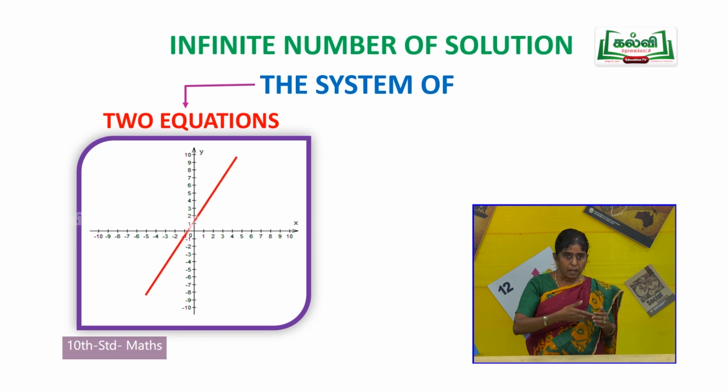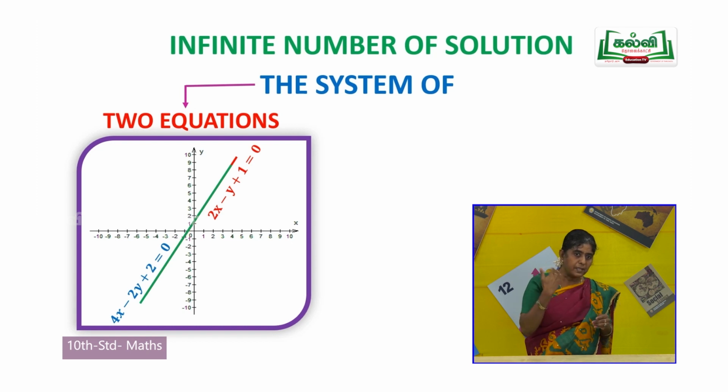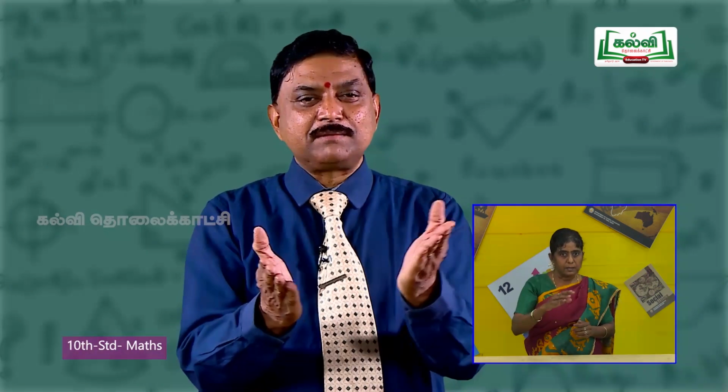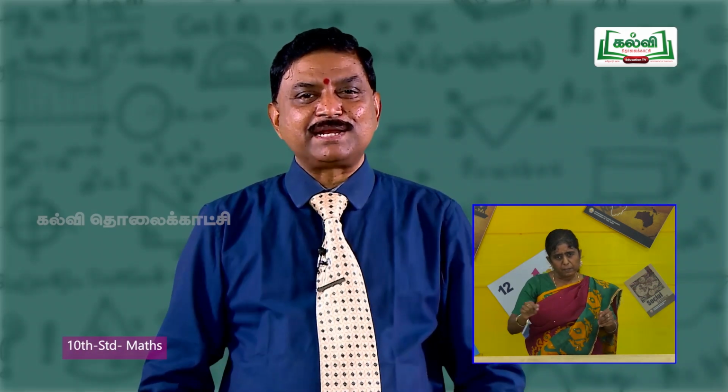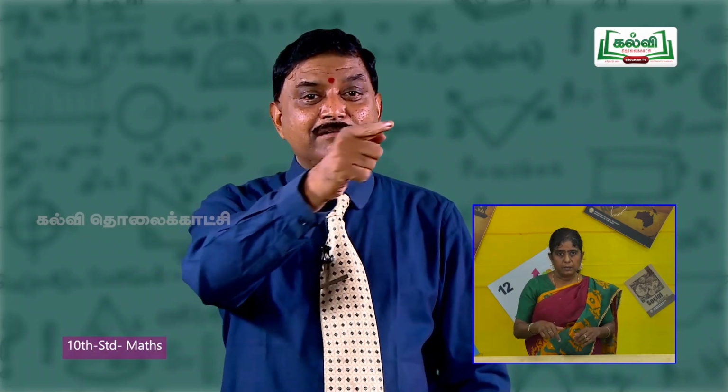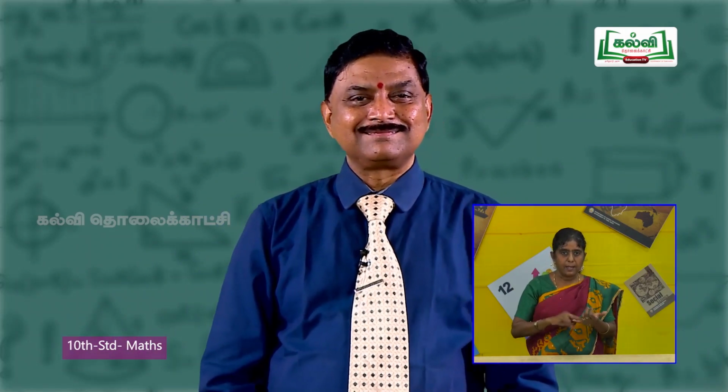The first line, the red line, represents the straight line equation 2x minus y plus 1 equal to 0. Again you see the green straight line lies on the same red straight line. This equation is 4x minus 2y plus 2 equal to 0. So these two straight lines have infinitely many points of contact, so the system has an infinite number of solutions.